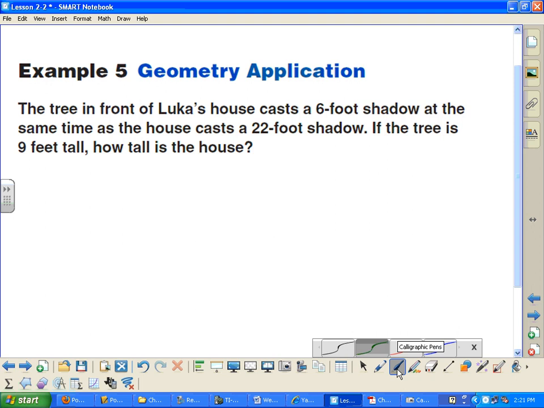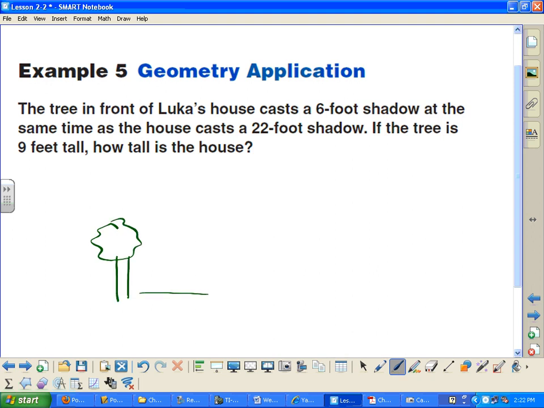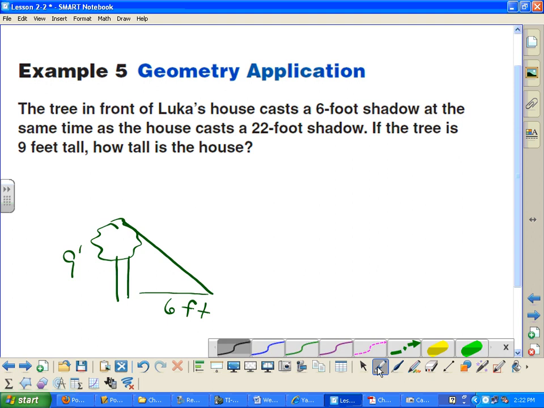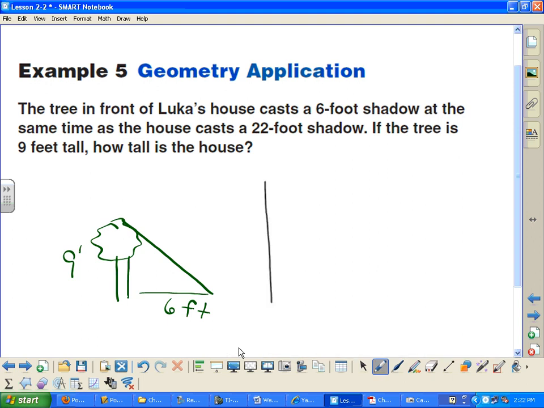All right. So here we've got Luca's tree. Luca's tree casts a 6-foot shadow. So we've got this right triangle here. This is 6 foot. And Luca's tree is, to tell us how big Luca's tree is, 9 feet tall. All right. And then here we have Luca's house. Here's his house. Here's the door. He's got a little window up here. And this casts a shadow that is.